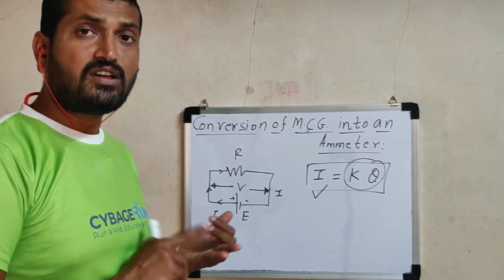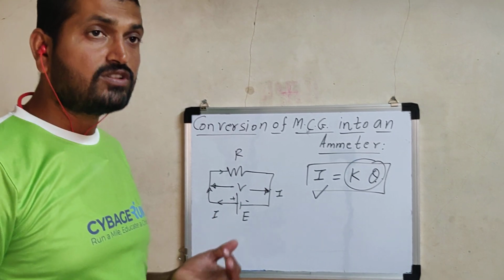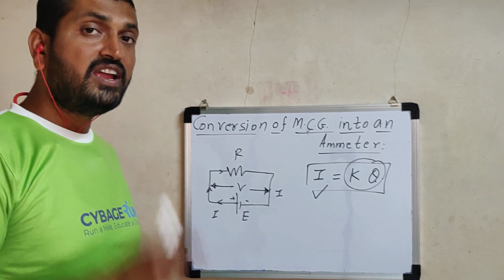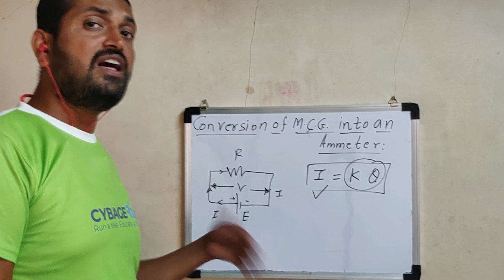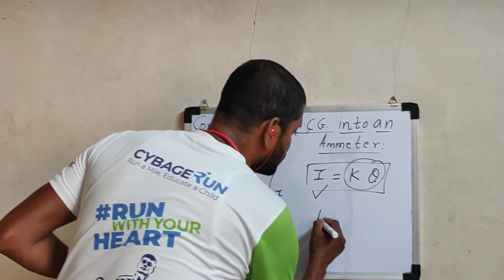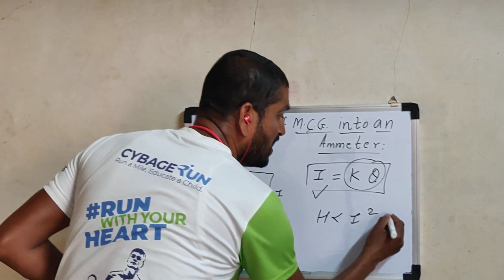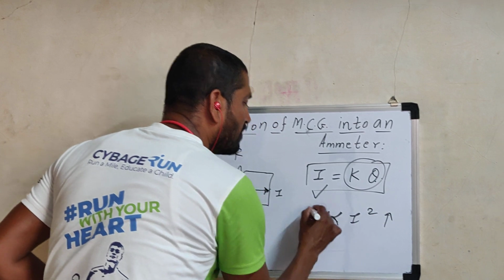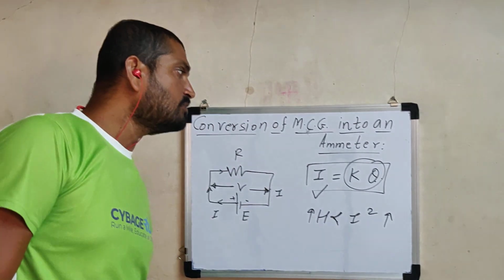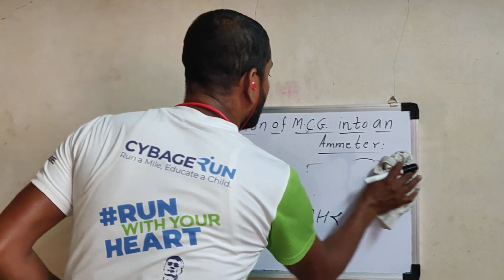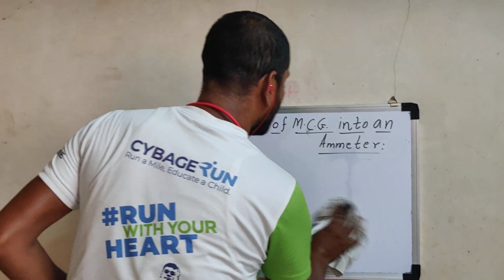Number two, a large current cannot be measured. If we try to measure a large current, its coil, made of thin copper wire, is highly delicate. If a large current flows through it, we know that the heat produced is directly proportional to the square of the current. If a large current is allowed to pass through it, a large amount of heat will be produced and the coil will burn. That's why a galvanometer is generally not used directly to measure current.